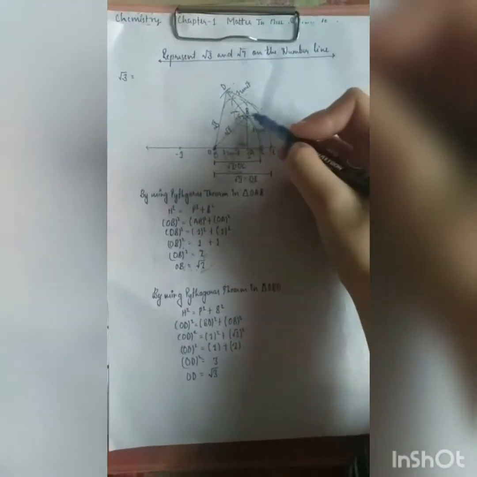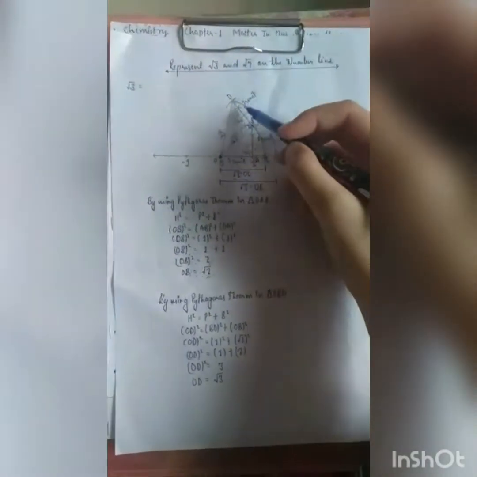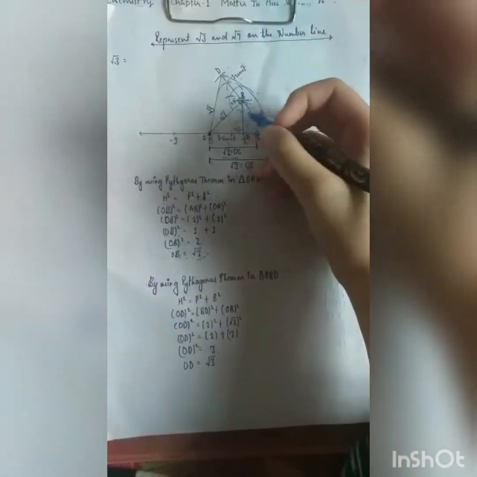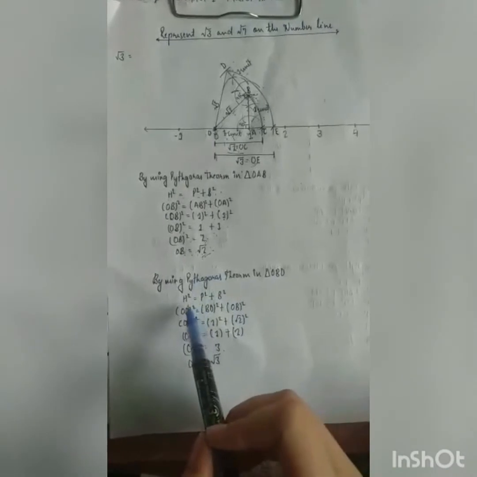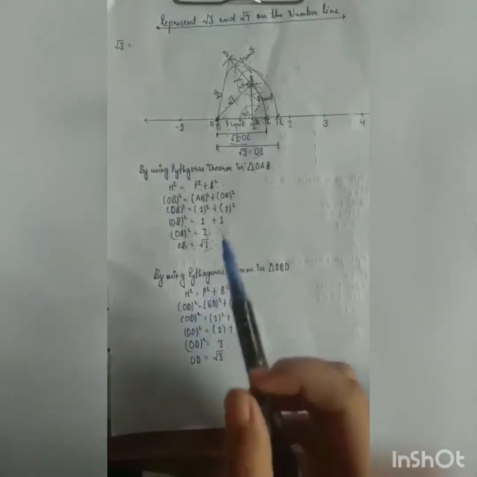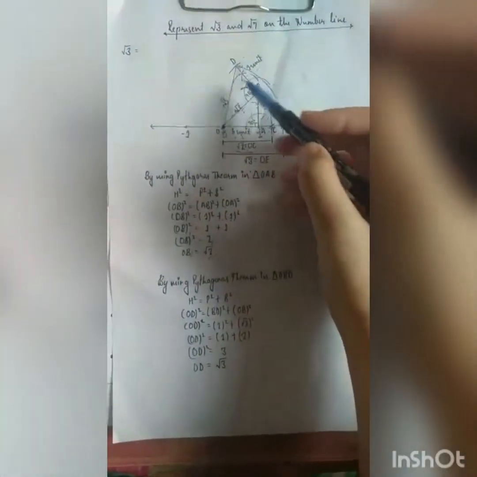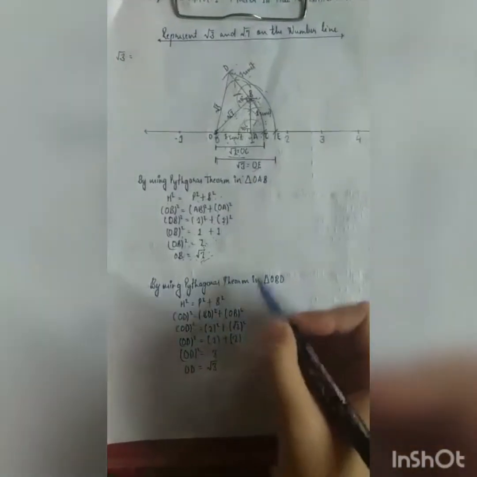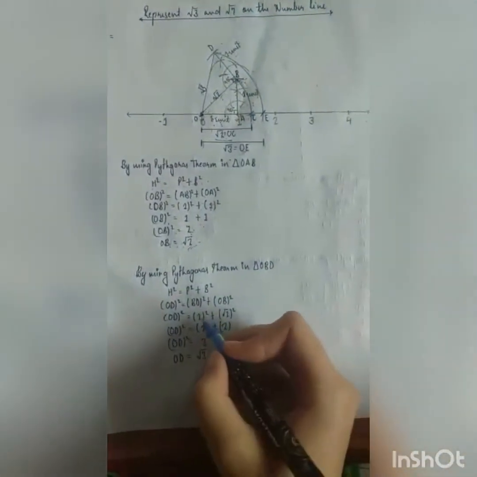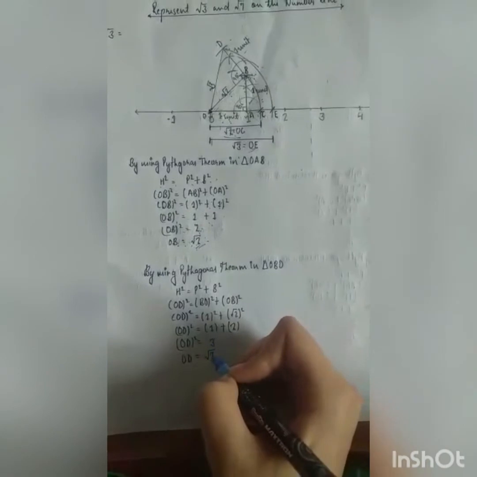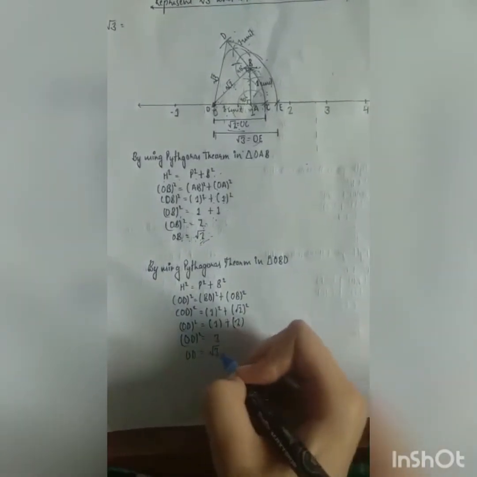Draw BD perpendicular to OB, and mark BD as 1 unit, and to find OD we use Pythagoras theorem, that is h square is equal to p square plus b square. Hypotenuse is OD and base is OB and perpendicular is BD. So the perpendicular BD is 1 and OB is root 2. So 1 square is 1 plus root 2 square is 2, so 2 plus 1 is 3. OD square is equal to 3.